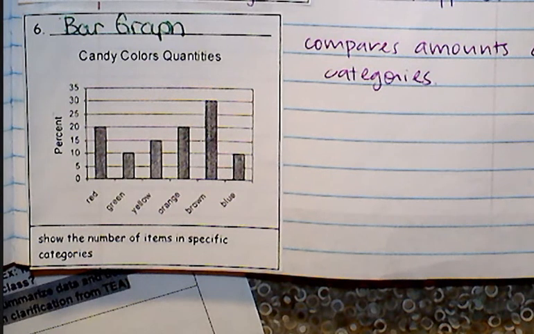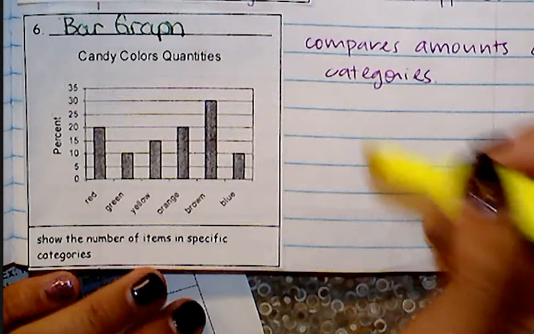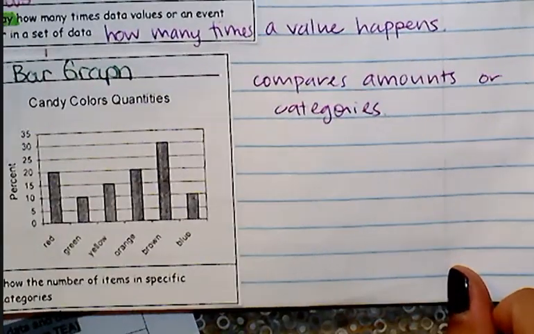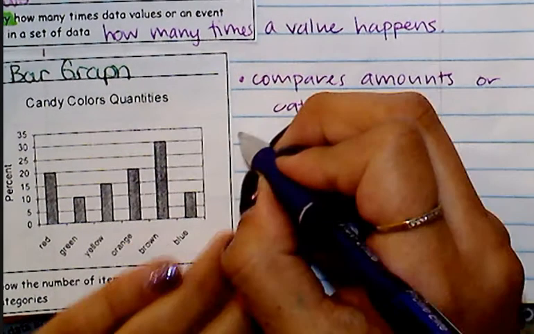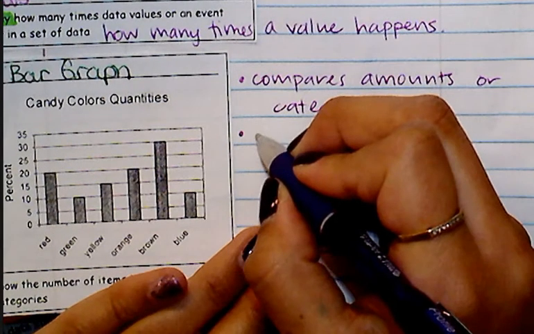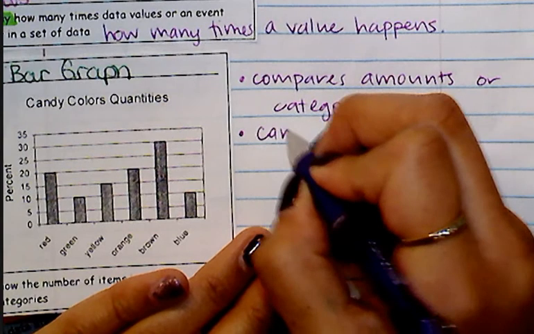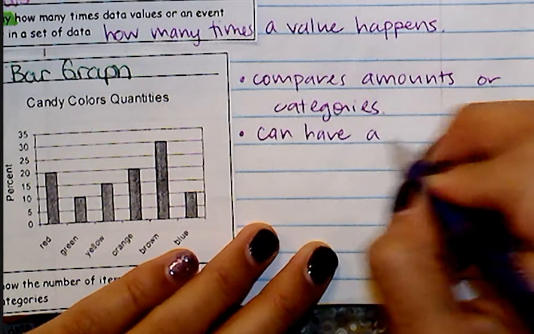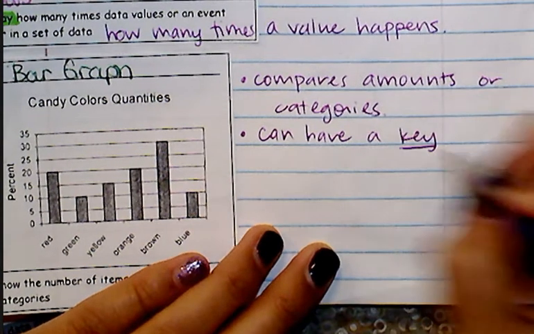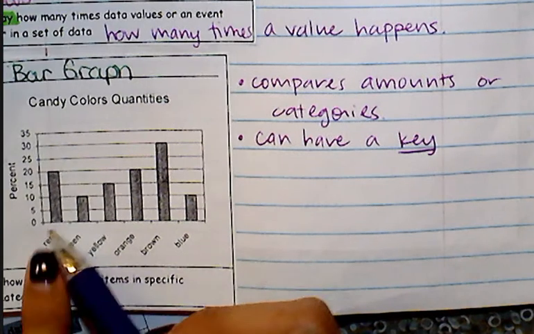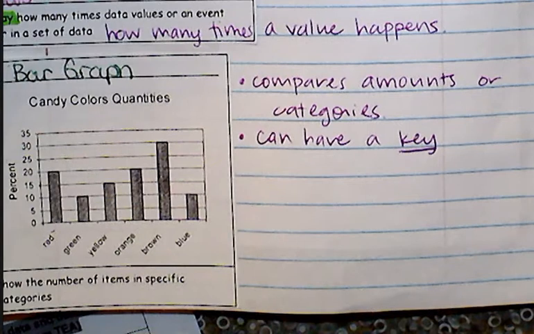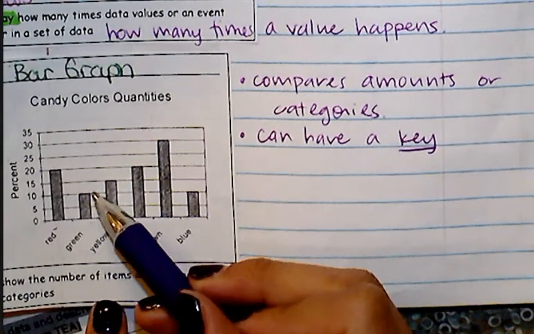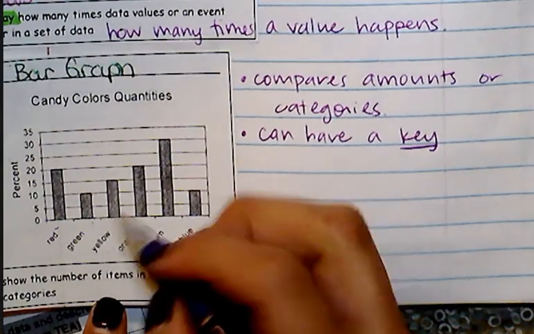So this one is a single bar graph, but it's possible to have a double bar graph. And if you have a double bar graph, then you're going to have to look at your key. So it might have a key, it might be a double bar. So the way that you read it, it just says that red is 20% of the candy. Green is 10%.